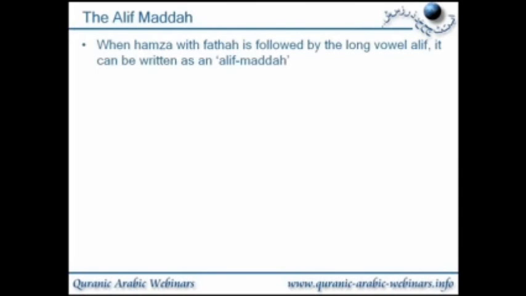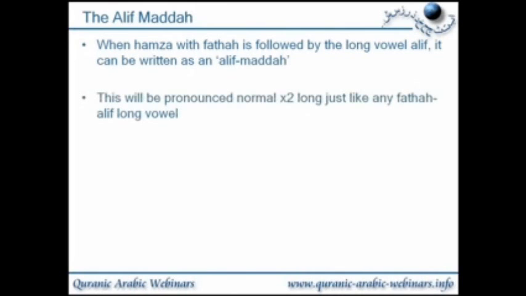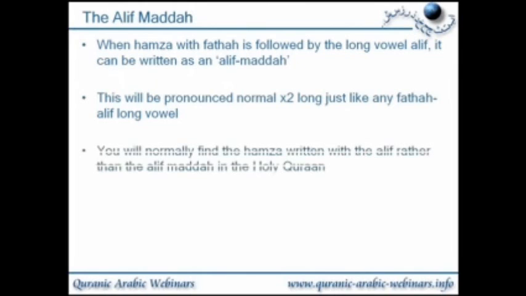Okay, now we're going to have a look how the madda sign is used for all different purposes. So the first one here is what we call alif madda. When hamza with fatha is followed by the long vowel alif, it can be written as an alif madda. This will be pronounced as normal, 2 lengths long, just like any fatha alif long vowel. You will normally find the hamza written with the alif rather than the alif madda in the Holy Quran.